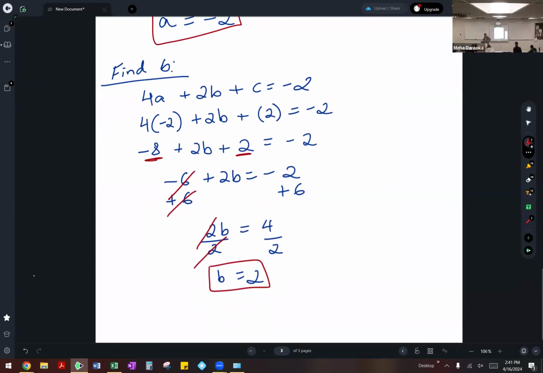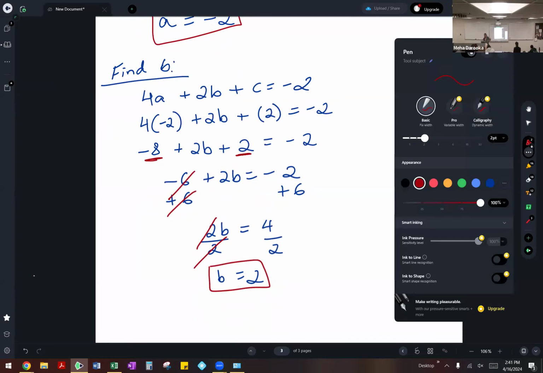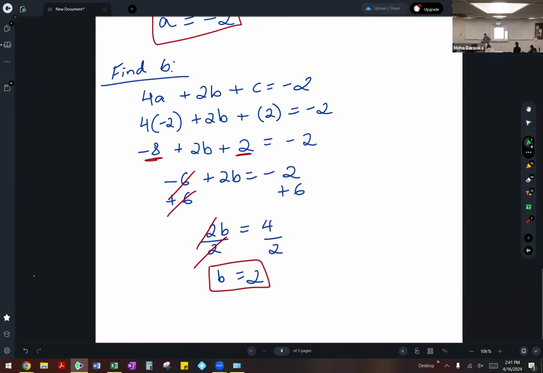Okay, so if we put this all together. Now I'm gonna squish this in here because I don't want to do a whole new page. We're just putting our equation together. So let's see, our A value was -2. B came out to be +2. C was also +2, right?